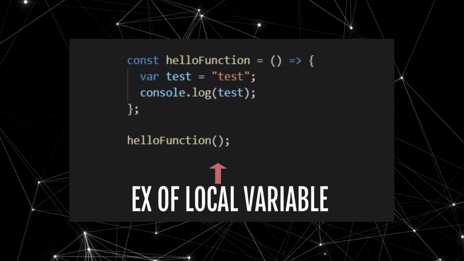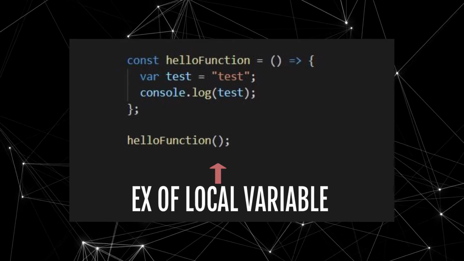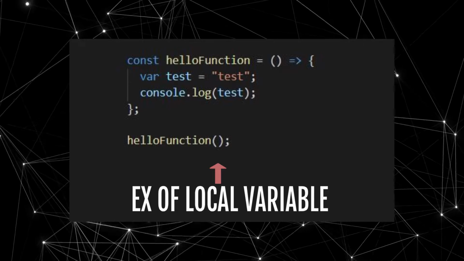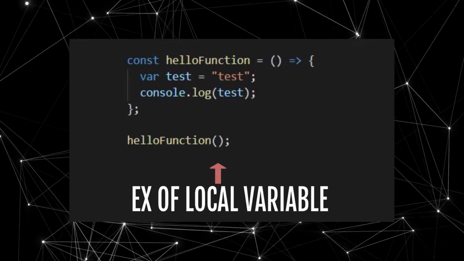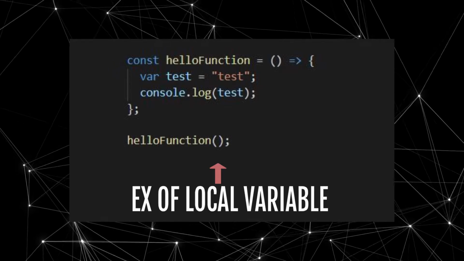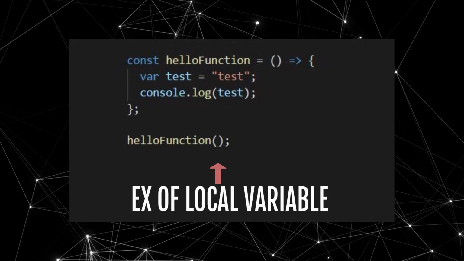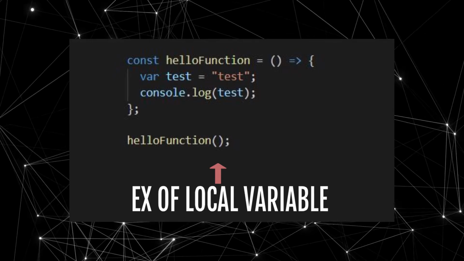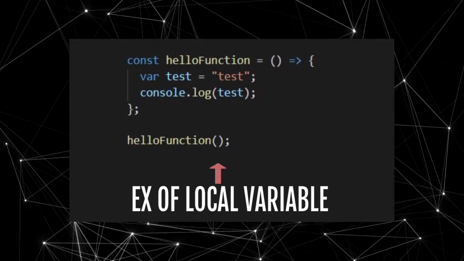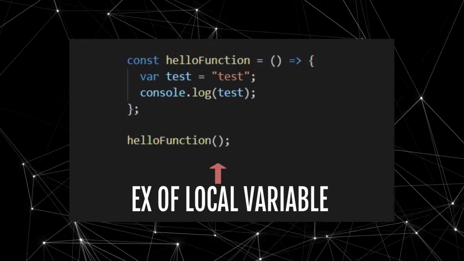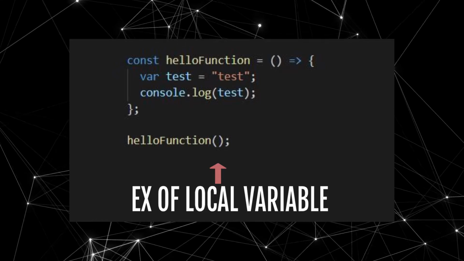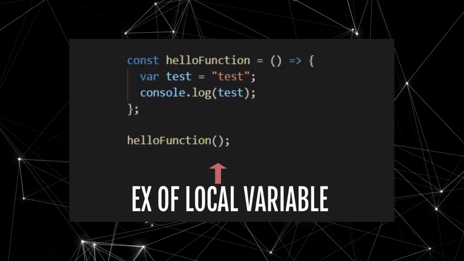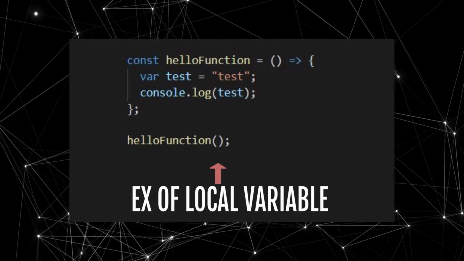So in this example right here we have a function called hello function where we are creating a variable called test, and we're giving the value of test in quotes, and we're just calling the function right underneath that. And below the function call, we are console logging test. Now this will not work because the test variable is actually outside of the scope of where we're calling the console log. So if we were to move the console log inside of the hello function, then it would work.